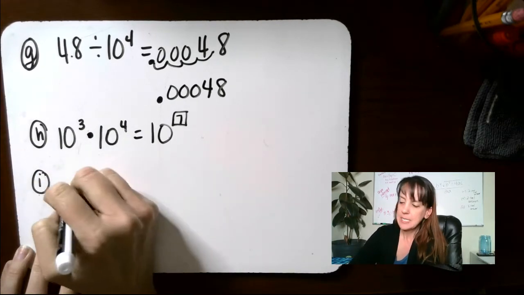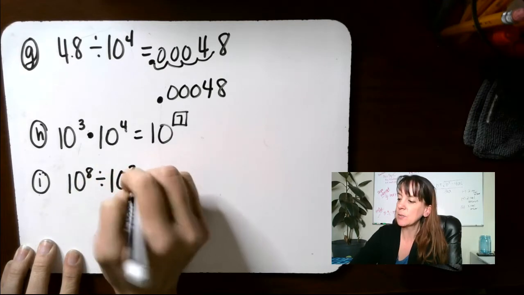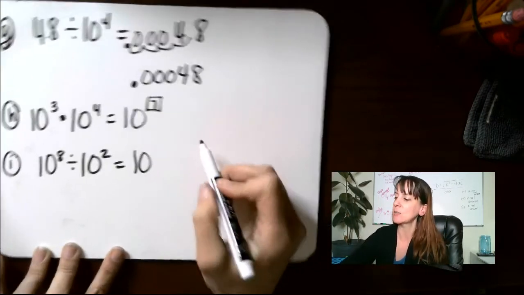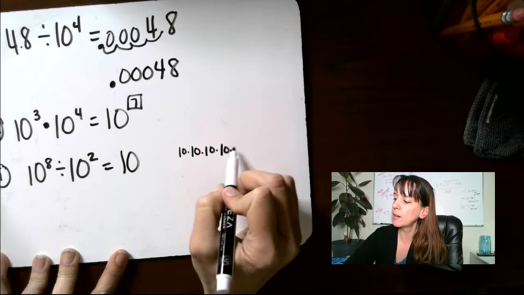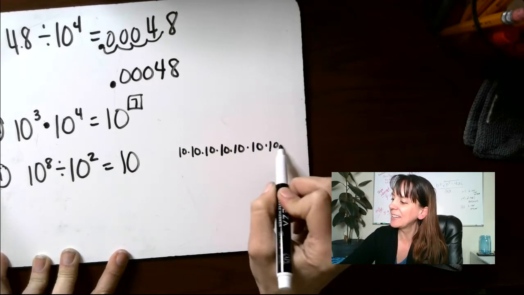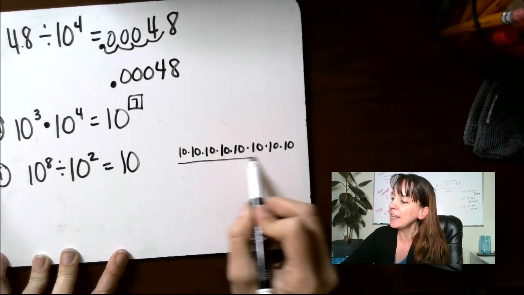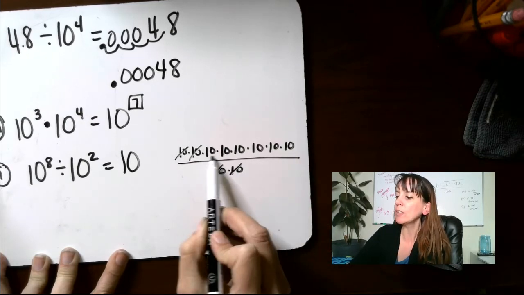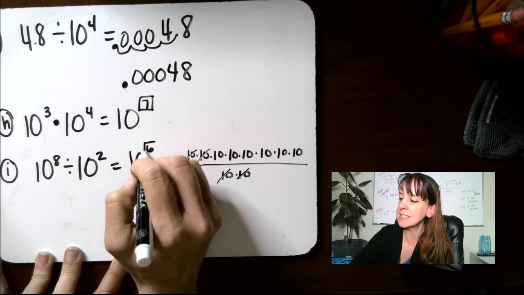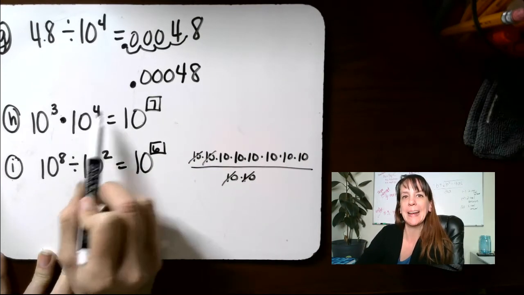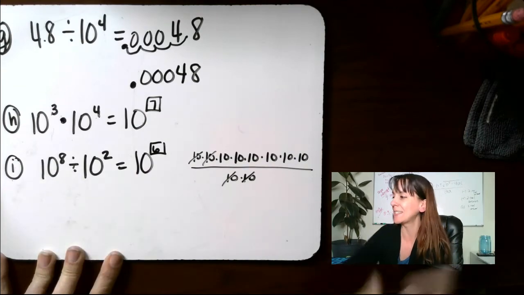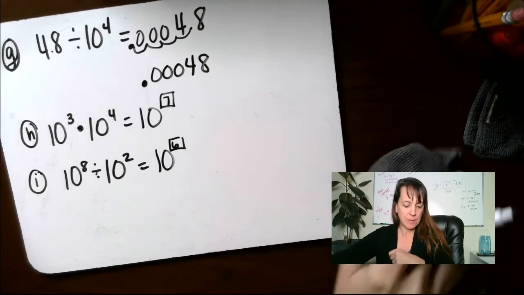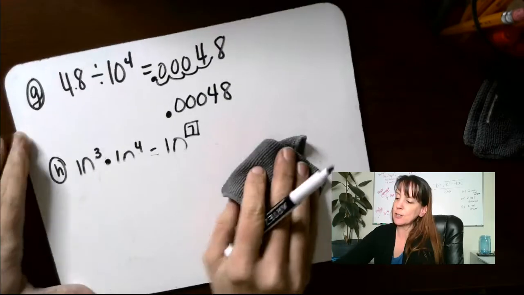Let's do I. 10 to the 8 divided by 10 squared. This one's different. When we multiply, we add. For this one, it's like if we said this: we had 1, 2, 3, 4, 5, 6, 7, 8 tens upstairs, and then divided by, we had 2 downstairs. 1 goes away, 1 goes away. 1 goes away, 1 goes away. We are left with 6 here. So this is 10 to the 6th power. So up here, when we're multiplying, we're adding the exponents. Down here, when we're dividing, we're subtracting the exponents. I think I said bases, I'm sorry. Keep that in mind. Okay, so let's write the other ones in standard form.